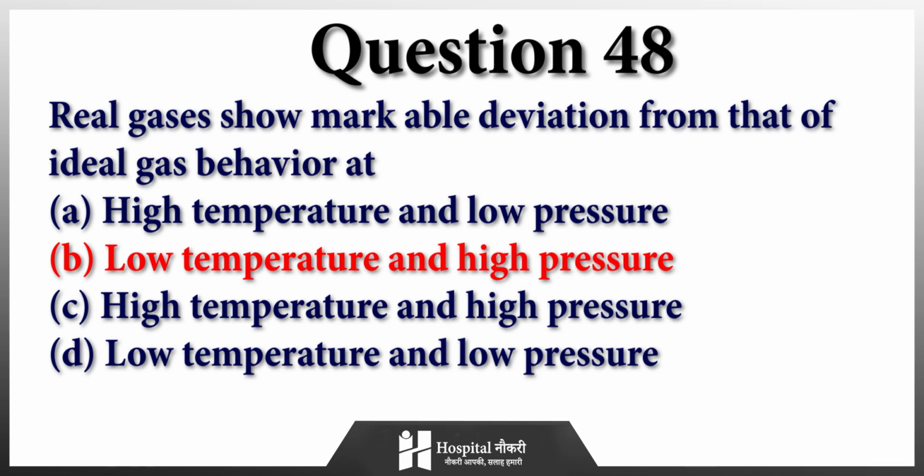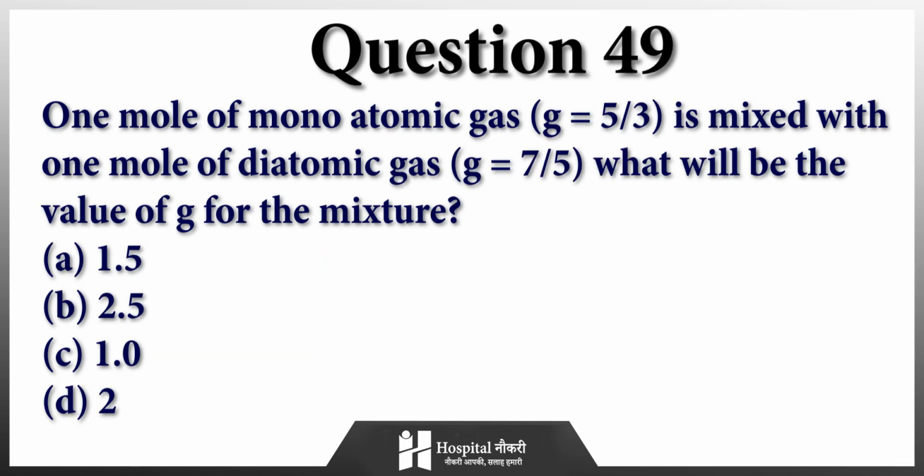Next question is, 1 mole of monoatomic gas, gamma equal to 5/3, is mixed with 1 mole of diatomic gas, gamma equal to 7/5. What will be the value of gamma for the mixture? 1.5, 2.5, 1.0, or D, 0. The answer is A, 1.5.